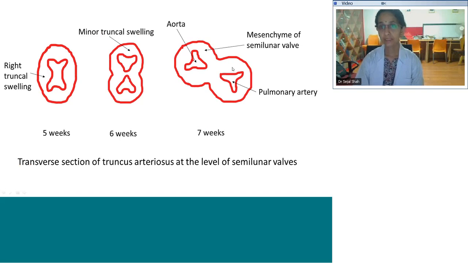The pulmonary valve, these two cusps, that means the posterior cusps and the two anterior cusps of the aortic valve are produced by the main cushions. And then the non-coronary cusp of the aortic valve and the anterior cusp of the pulmonary valve is produced from the small minor truncal swellings.